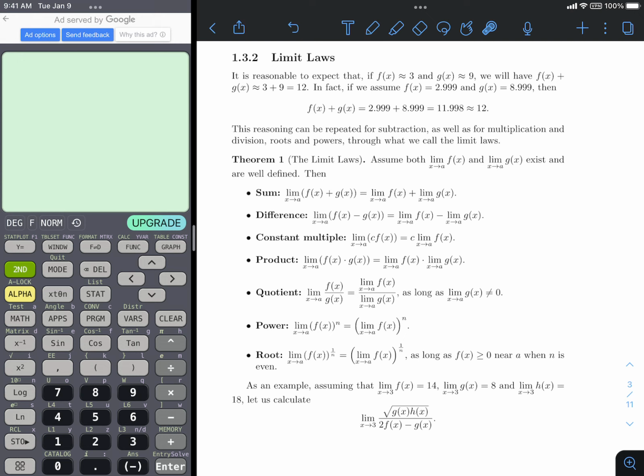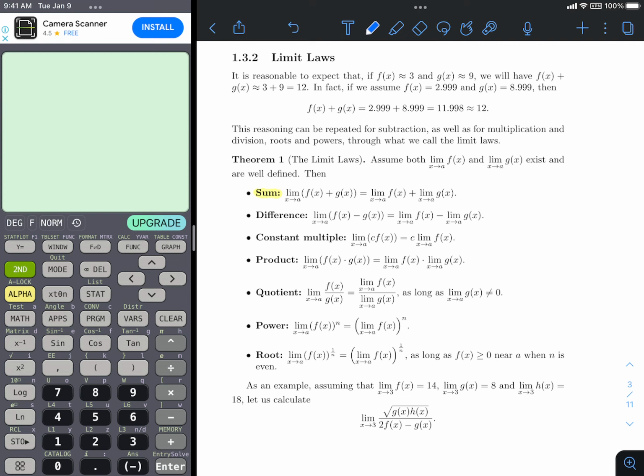We can use limit laws to formalize our understanding of limits a little bit and make our calculations more precise without just relying on tables and graphs. So to understand them, just think of them like this. Let's start with the sum law. The sum law is going to say that the limit of a sum is the sum of the limits.